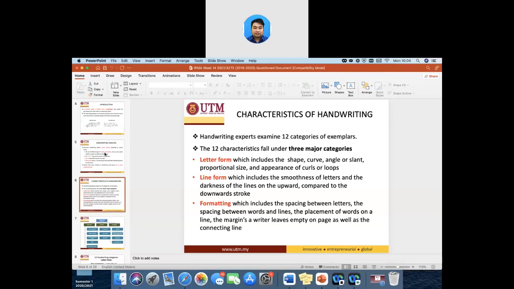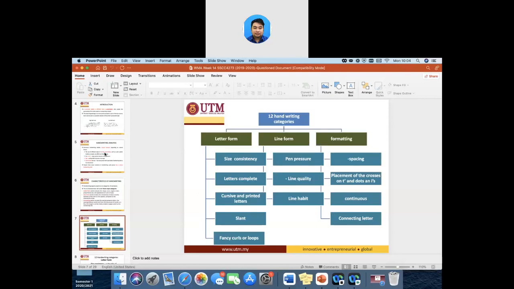Letter form is the size consistency, the size of each of the letters itself. Daripada huruf besar nombor 1 dan huruf besar nombor 2, adakah konsisten dia punya ratio. The size consistency sama ada huruf-huruf kecil di dalam penulisan dia itu adakah sama. Are the letters complete ataupun tidak? Contohnya yang selalu tidak complete adalah huruf F dan juga huruf E. Some people never complete their E's and F's, while some people complete their E's and F's.